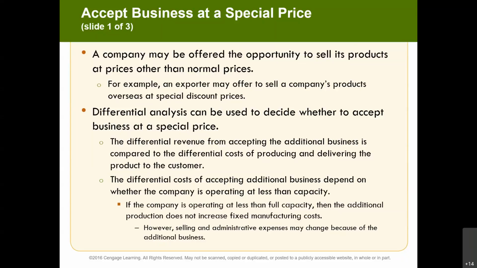The differential revenue from accepting the additional business is compared to the differential costs of producing and delivering the product to the customer. Differential cost depends on whether the company is operating at less than its capacity. In other words, I need to have that capacity in order to generate the additional product to be sold at a discounted price. If the company is operating at less than full capacity, then of course the additional product does not increase the fixed manufacturing costs.